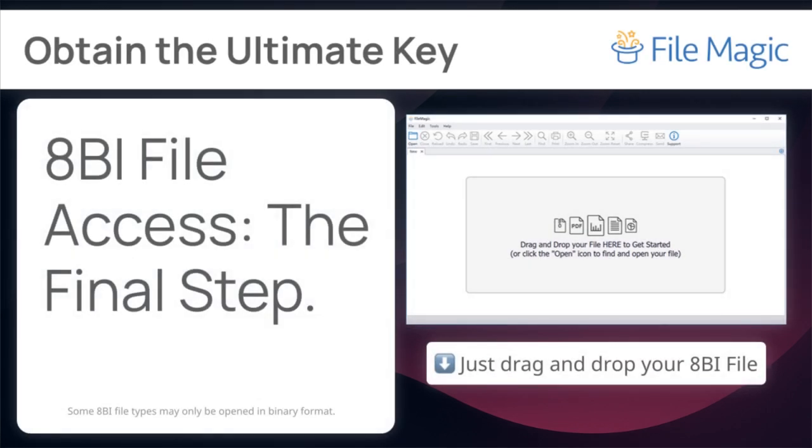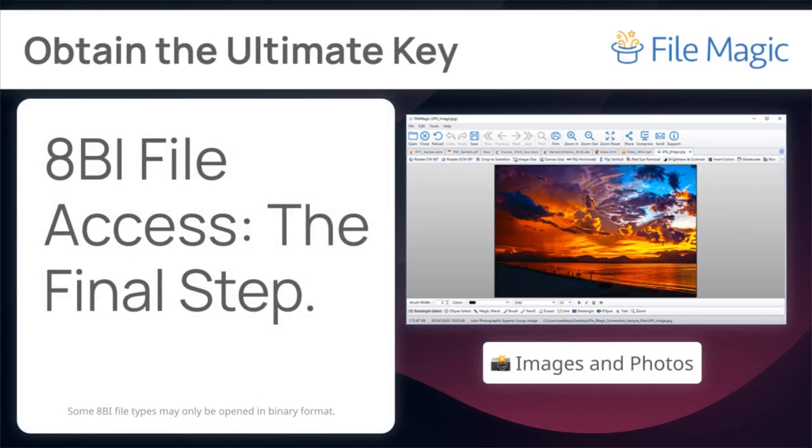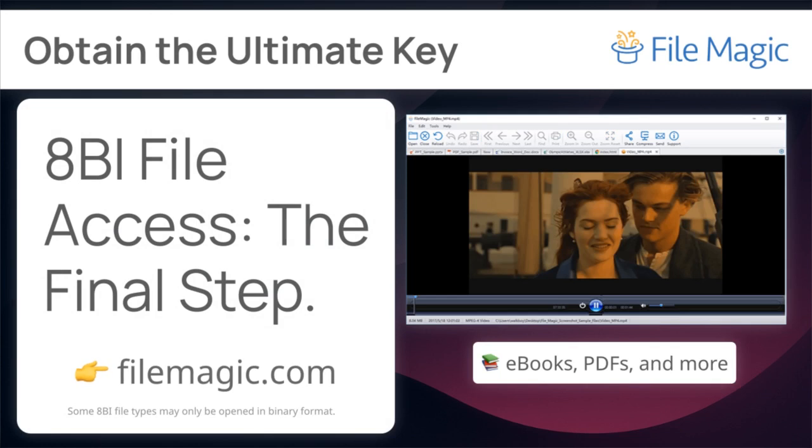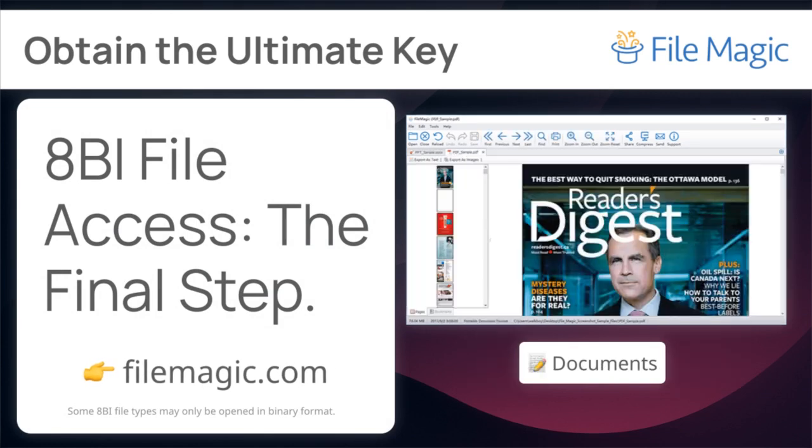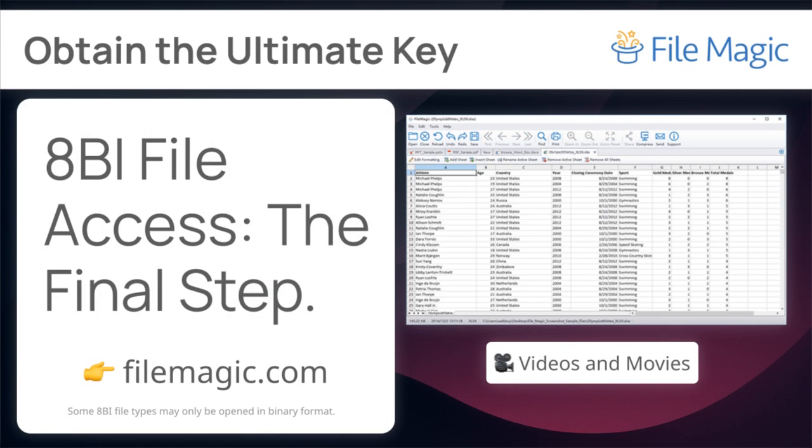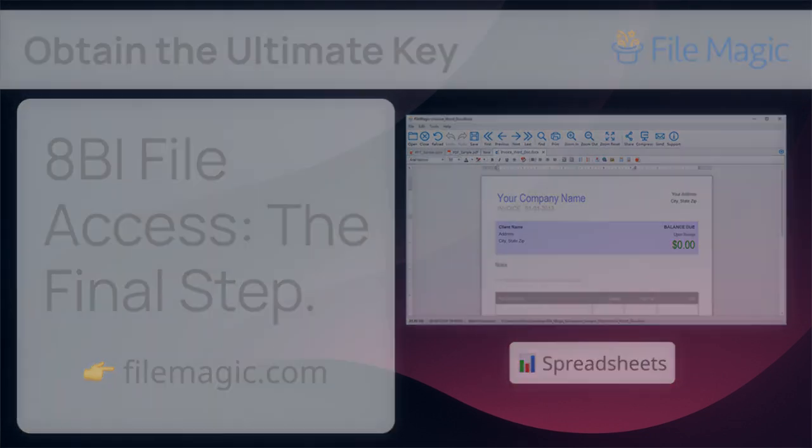When you still fail to open the file, you've hit a genuine format barrier. Your solution is a dedicated tool like FileMagick, which uses advanced inspection techniques to access files that stump common applications. Download it at filemagick.com.